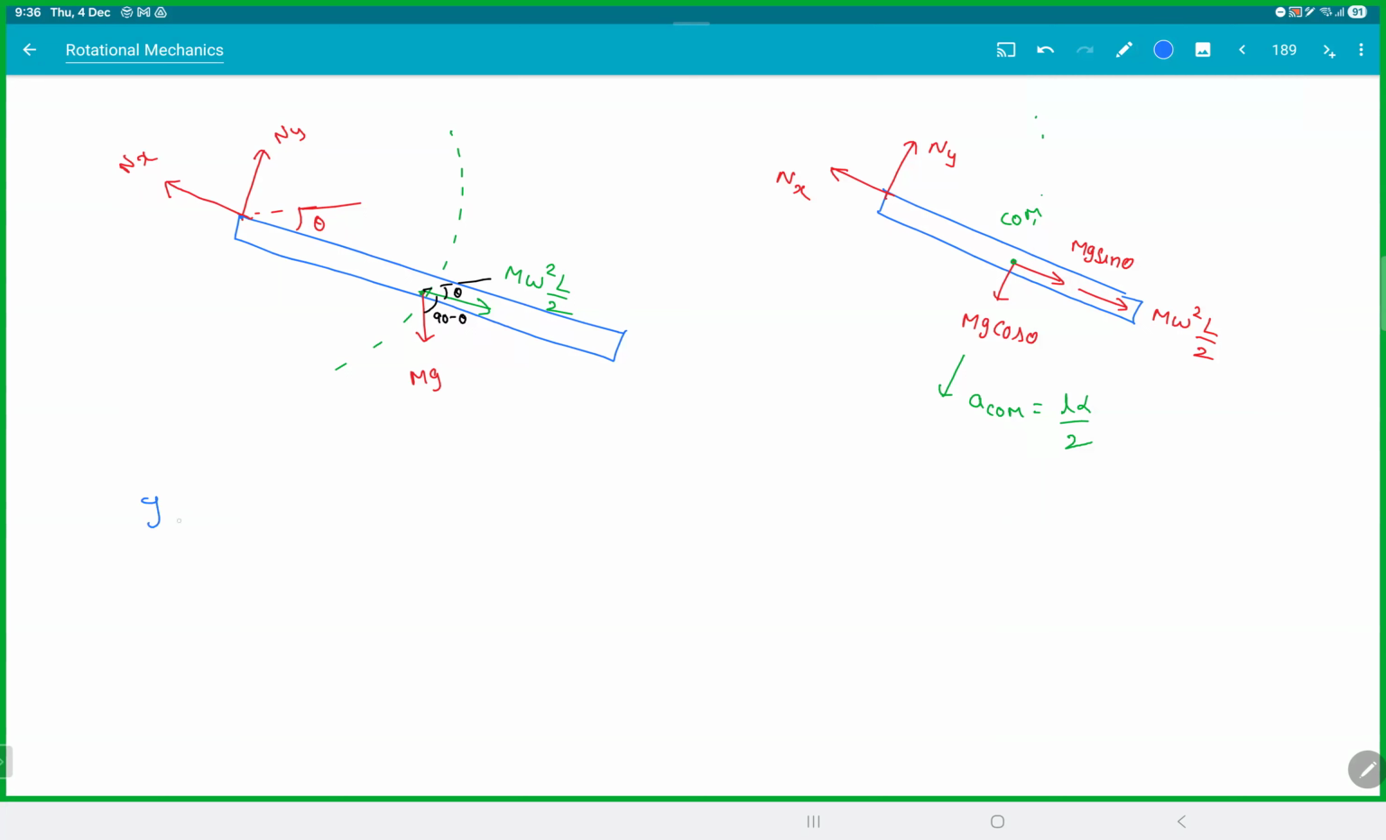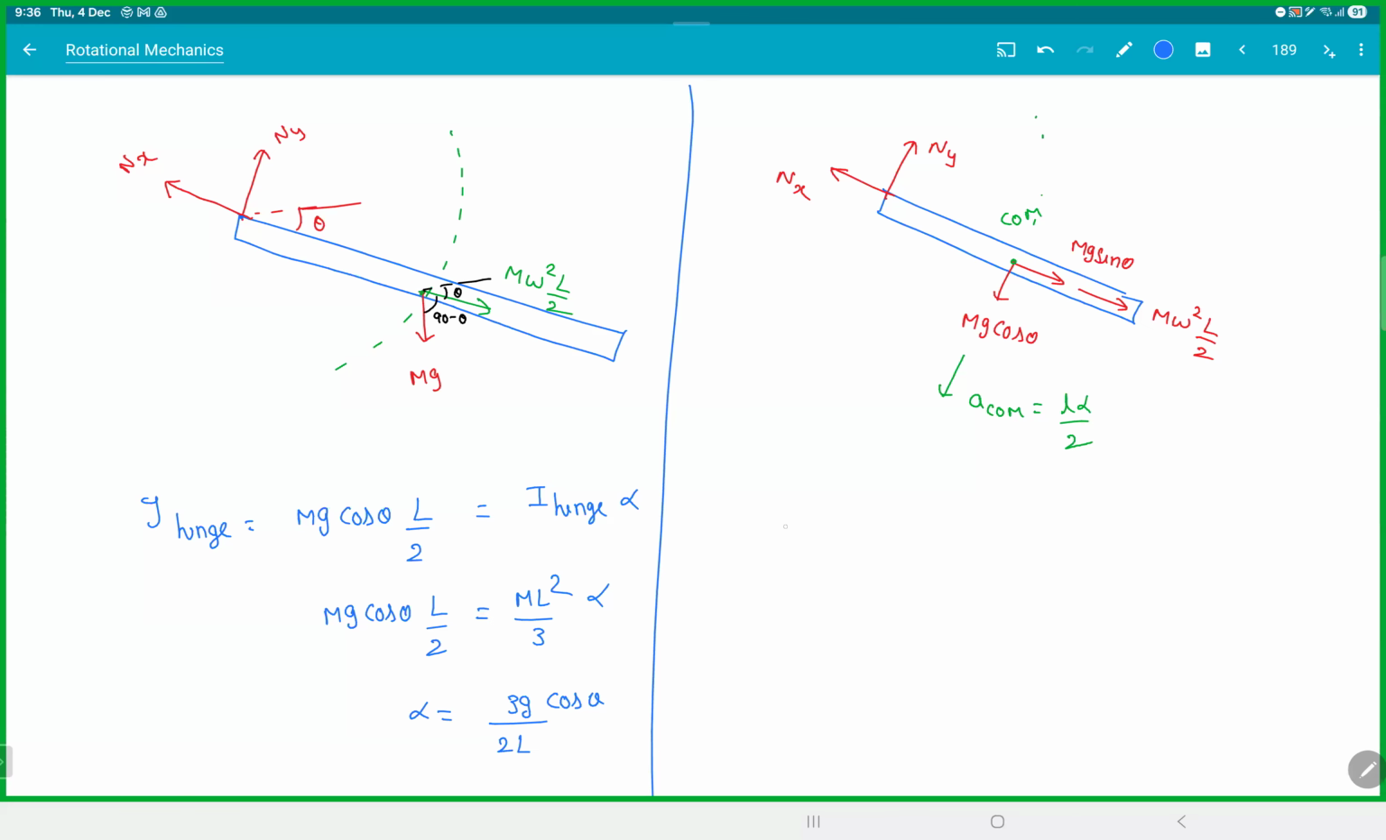So find torque about the hinge. The only one creating torque is mg cos theta times L by 2, which is equal to I about hinge into alpha. Alpha will be 3g by 2L cos theta. That's your alpha. So then you're done. You can write the equations.